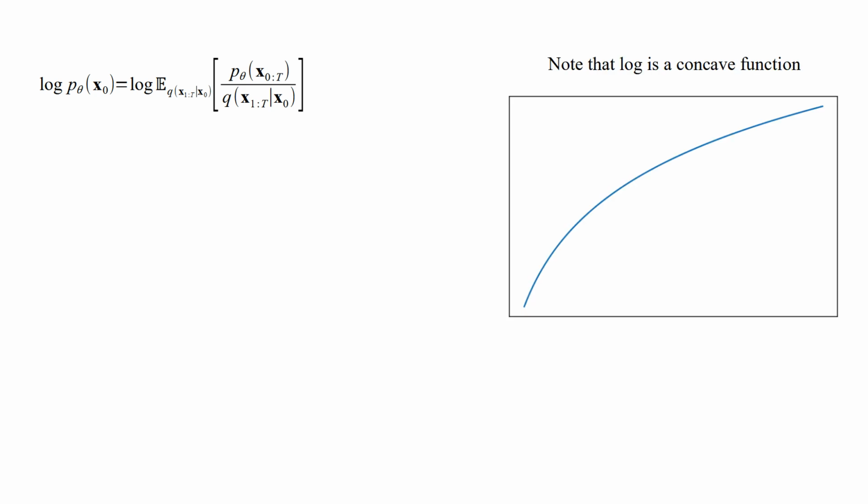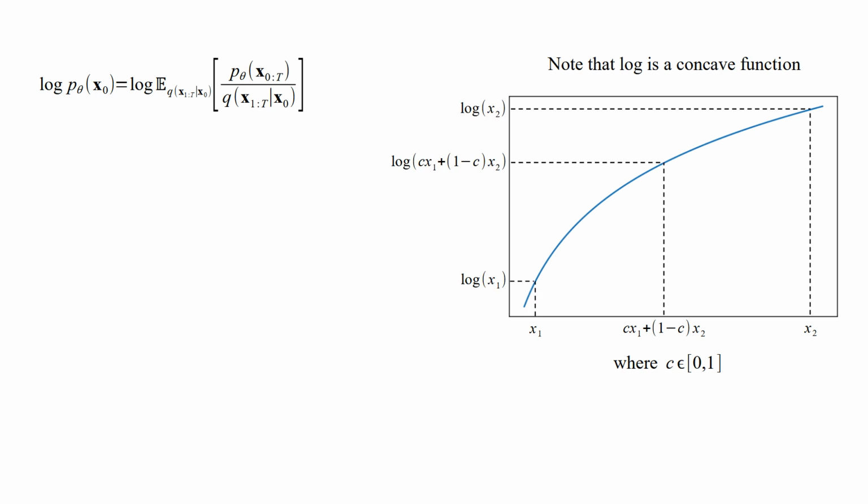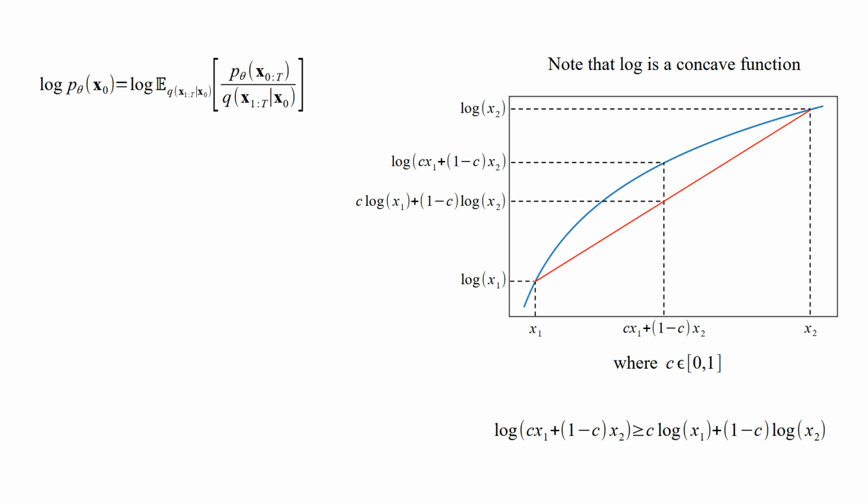Note that log is a concave function. Let's take 2 points x1 and x2 on x-axis and their linear combination. Log of linear combination is greater than or equal to the linear combination of log values. This is Jensen's inequality.